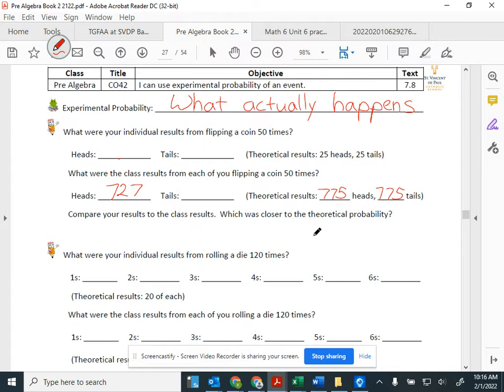Okay, so instead of having to go all the way around to find our tails, what can I do? Colin? Yeah, if we had 1,550 all together, how many tails should we get? Maddie? 823? Okay, so the theoretical results were 775. Compare your results to the class results. Which was closer to the theoretical probability?